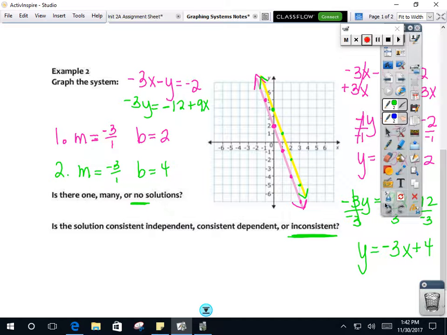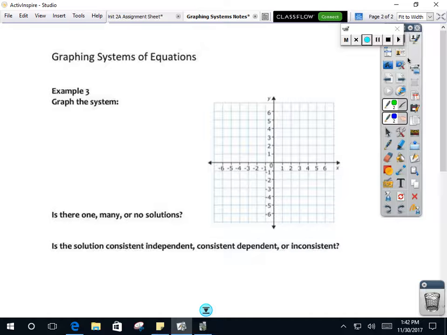Okay. Example 3. It's on the back. Yeah. If this is together, y'all are going to have problems by yourself in a minute.